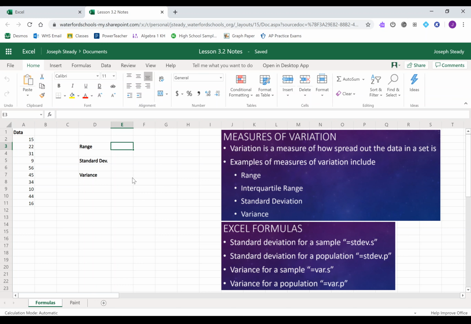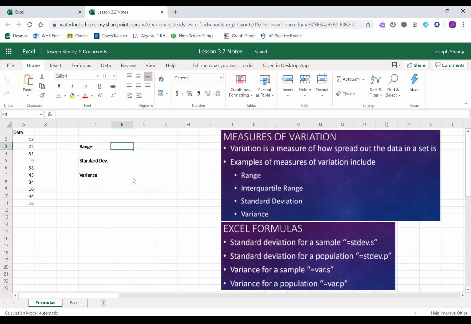We're going to look at a few different measures of variation in this lesson and in the future. The range, which hopefully you remember from earlier classes, is just the maximum value minus the minimum value in a data set. The interquartile range, which we actually won't look at today, but we'll look at in the future. And then the standard deviation and variance, which I'll explain a little bit more when we get to them.